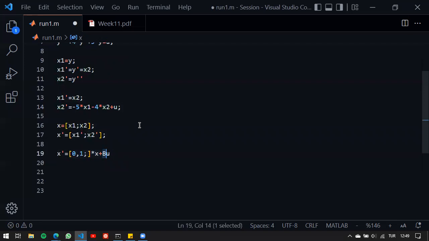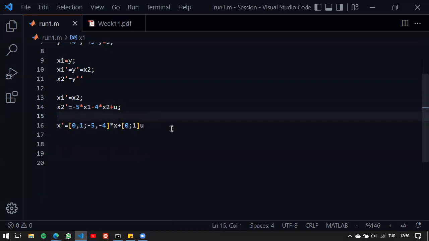Now let me also define this one here, b. For the first equation, there is no u, so that will be 0. And let's look at the second equation. Here we have minus 5 times x1 and minus 4 times x2, which gives us the row, because that's the way we multiply a matrix with a vector. So minus 5 and minus 4. There we go. And the coefficient here is basically 1. Now we have x dot equals Ax plus Bu.